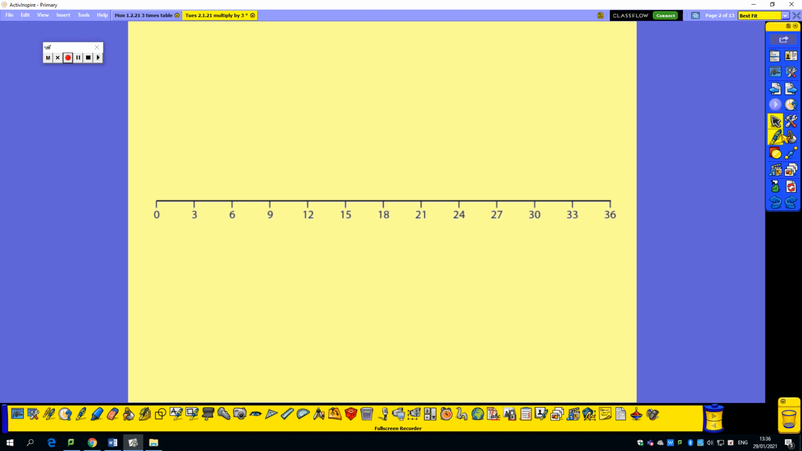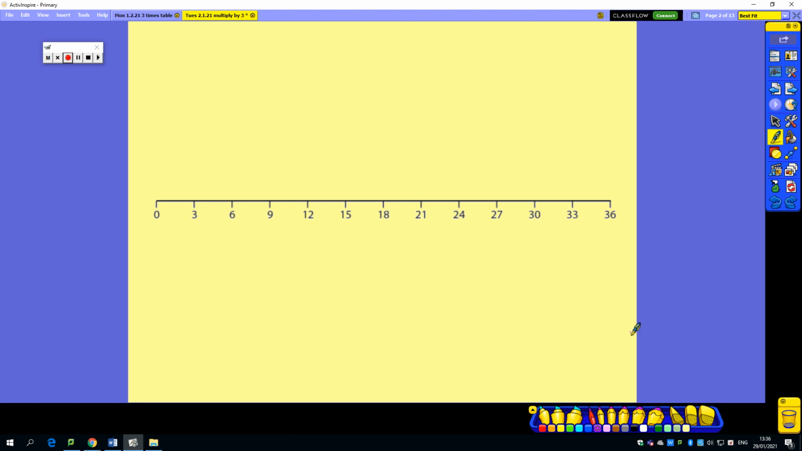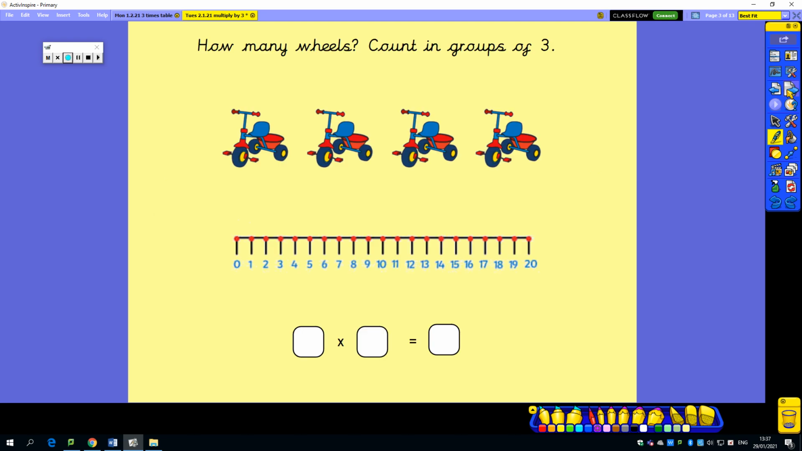So before we start, let's just do some counting in our 3s to make sure we're really ready. So count along with me. We've got 0, 3, 6, 9, 12, 15, 18, 21, 24, 27, 30, 33, 36. And like I said yesterday, that's something that's really useful to keep practicing, counting in your 3s, forwards and backwards.